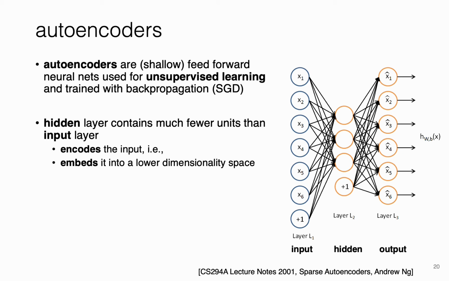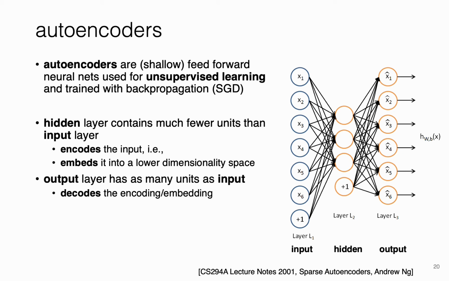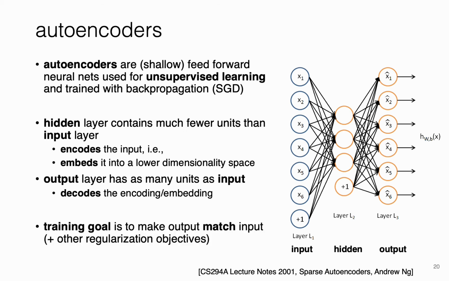On the other end, the output layer has exactly as many units as the input and essentially decodes the embedding back into the original sparse space. There are weights and bias terms that connect the layers to each other. When training an autoencoder, the goal is to learn weights such that the output matches the input.